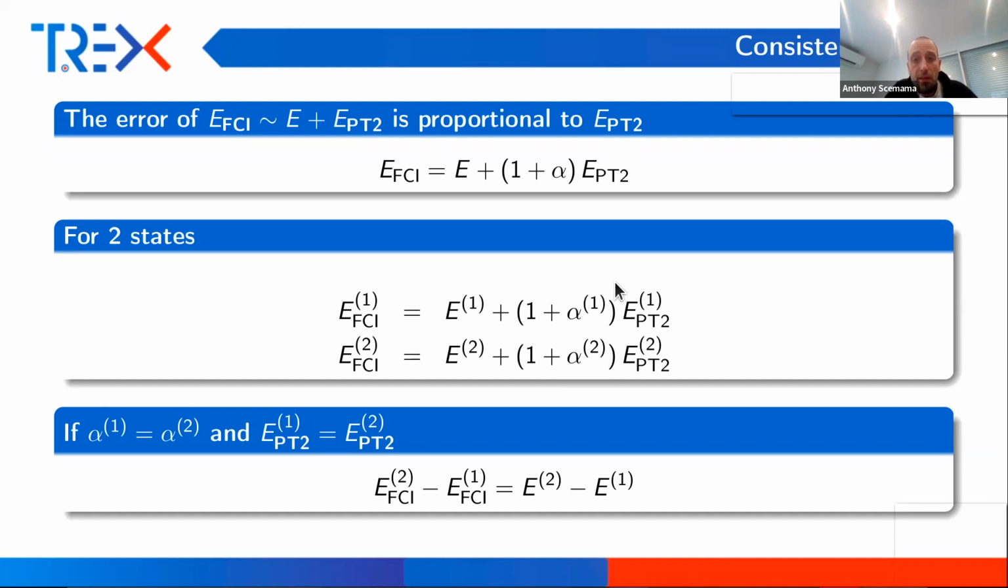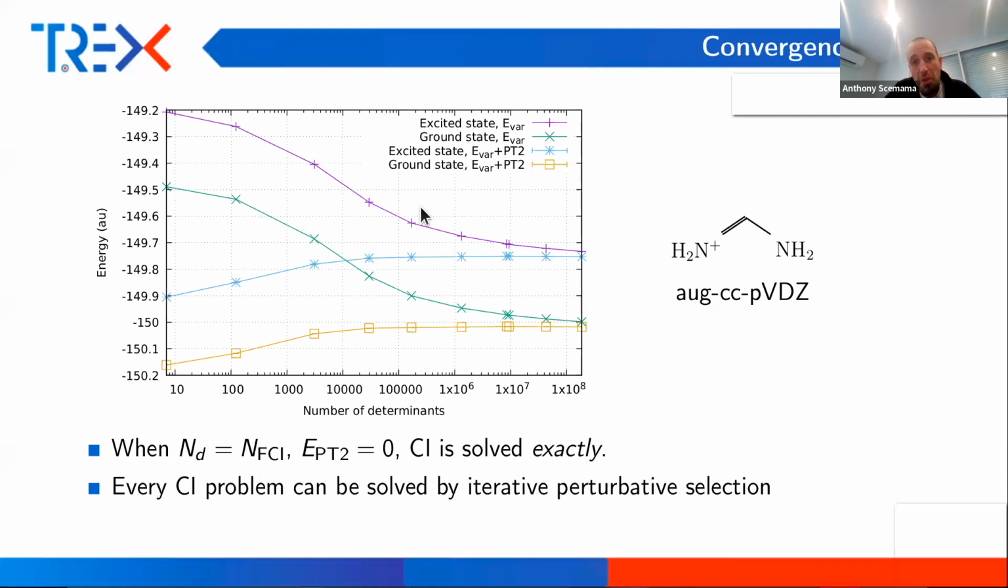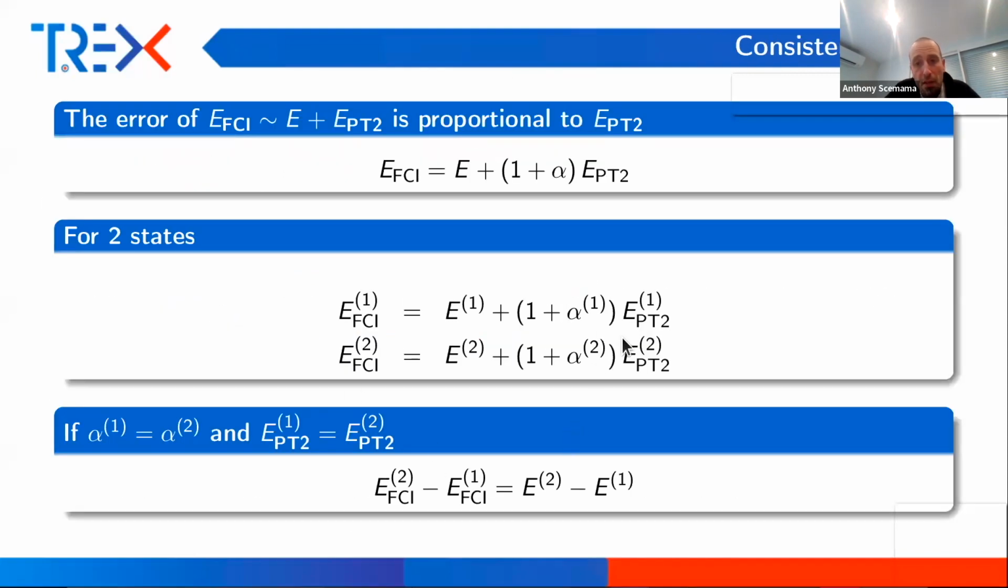But if you can make this alpha the same, this means that your two curves here will be mostly parallel, because the error you make here will be comparable to the error you make here. When you make an energy difference, the alphas will cancel out each other, and the energy difference at the full CI level will be the same, more or less, as the energy difference that you have at the variational level with the truncated wave function. So all the game is to make this alpha here equal.